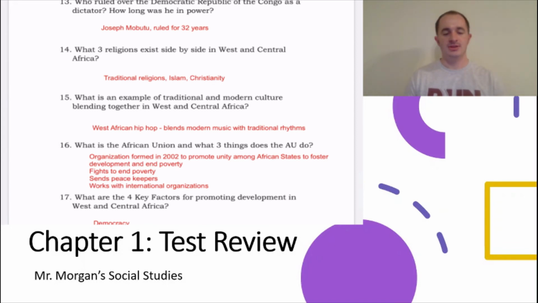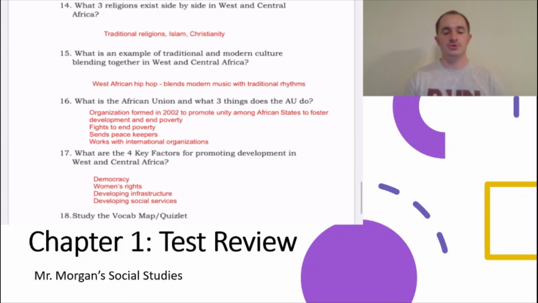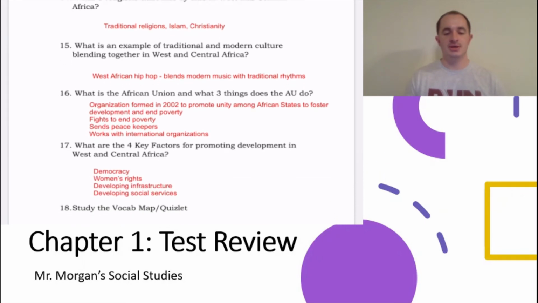Okay, now this is the last set of notes. So we talked about their culture and their hope for the future. So what three religions exist side by side in West and Central Africa? So we can see their traditional religions, which we would see in our Mass, and then Islam, which came back with Mansa Musa, and then Christianity, which came through the Europeans.